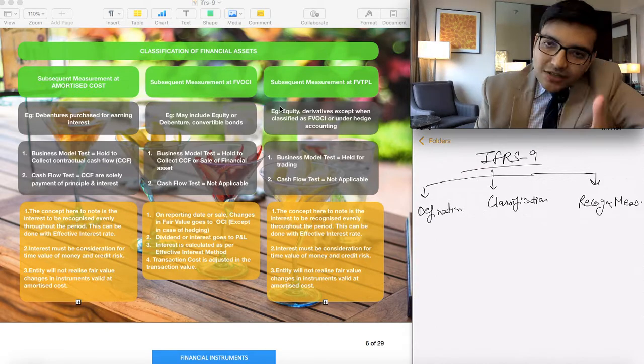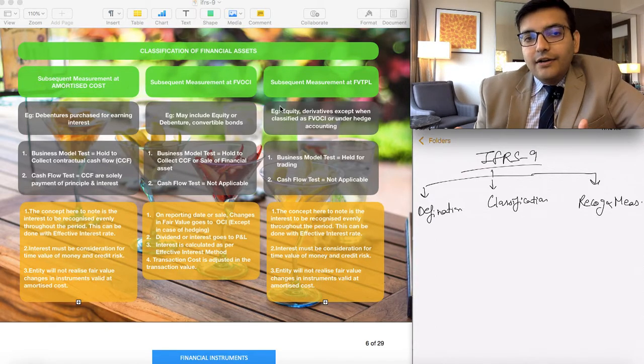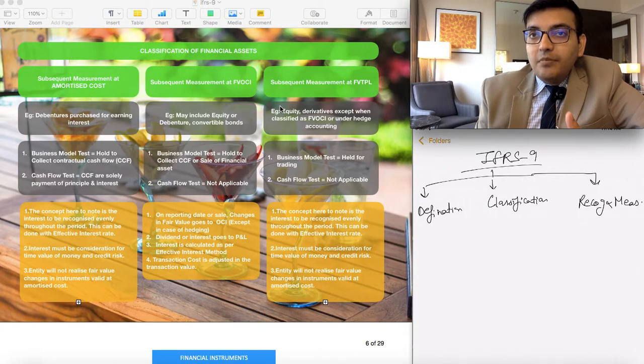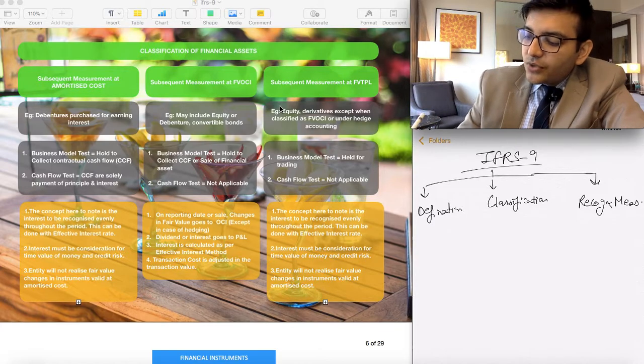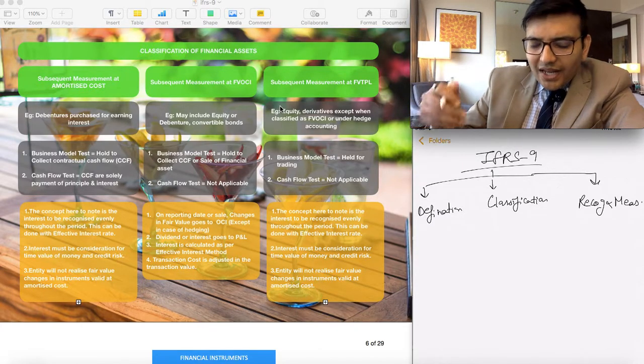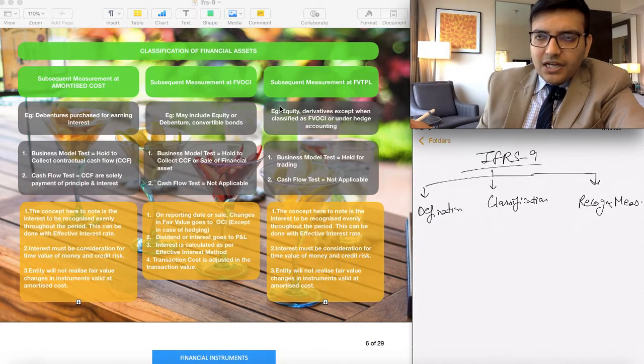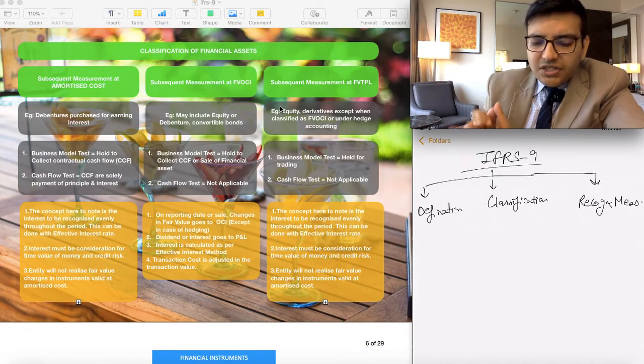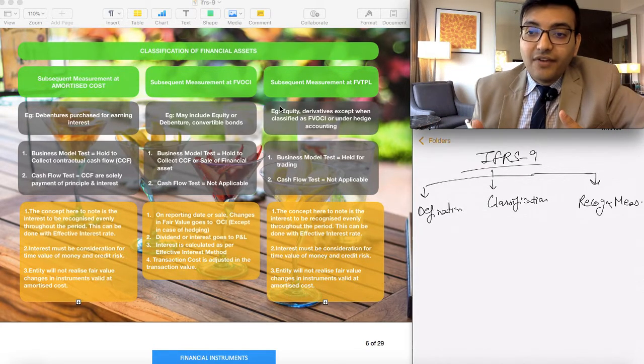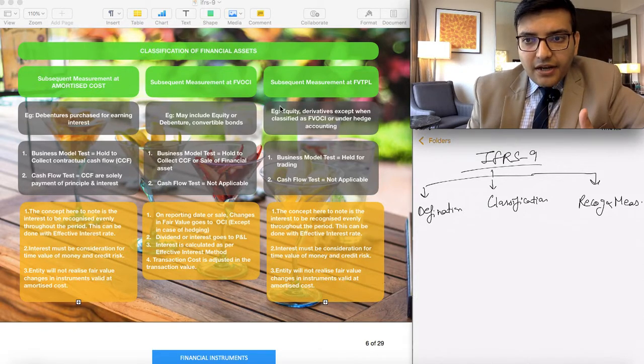So they have classified into 3 criteria based upon the intent, or you can say based upon the business model of the company, right? So there are 2 tests which are done in classification, right? Now why are we classifying? First of all, there is a question, why is there a need to classify into any of these? What will happen?